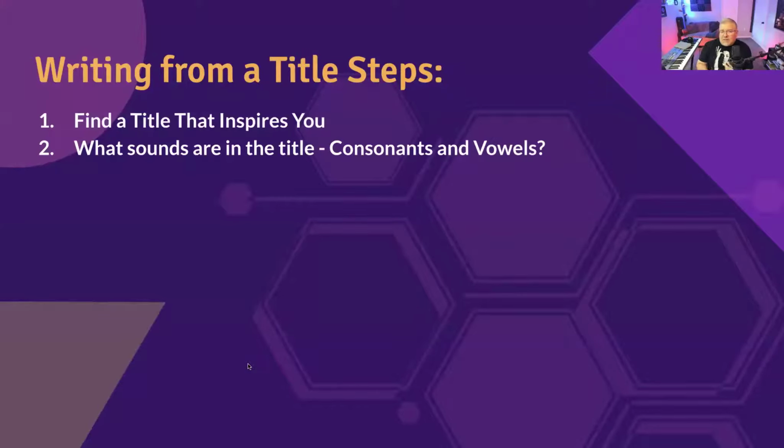Second is look at the sounds in your title. What are the consonant sounds? What are the vowel sounds? And what we're doing here is we're looking for words that either have an alliteration type of a relationship or rhyme. So again, rhyme is really based on the vowel sounds. So let's say title steps is our title, right? You have a long I and you have a short E. So you have I and E and E. So are there words that you could find that rhyme with title?